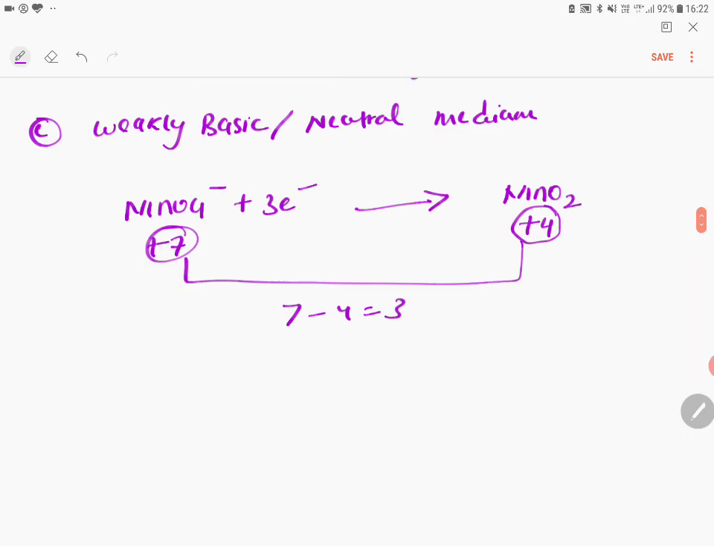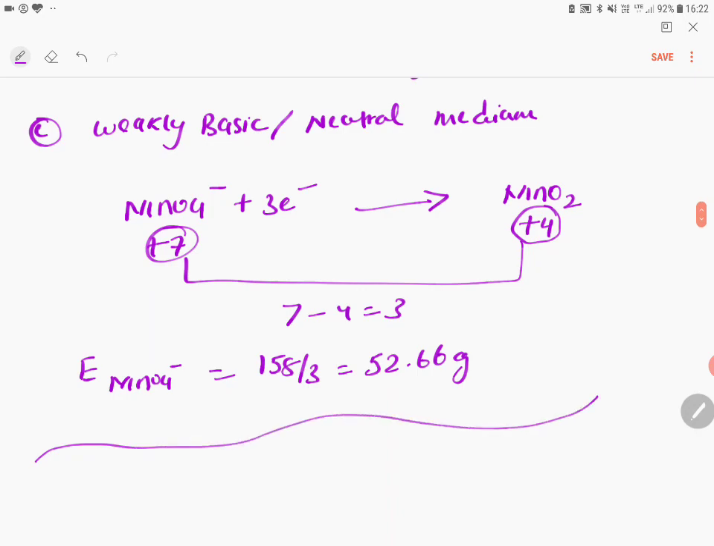So as usual, if you do the calculation, the equivalent mass of potassium permanganate in neutral or weakly basic medium is equal to 158 divided by 3, which is equal to 52.66 grams. So like this, I am going to provide some other molecules with a lot of calculations on equivalent masses. Please be with me. Thank you.